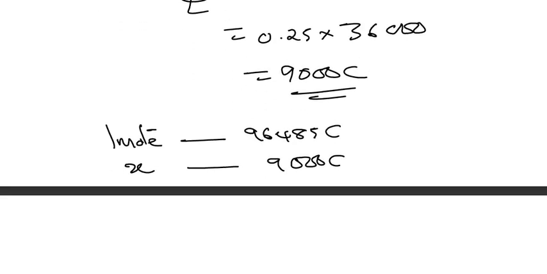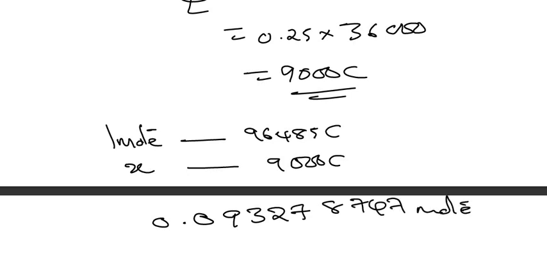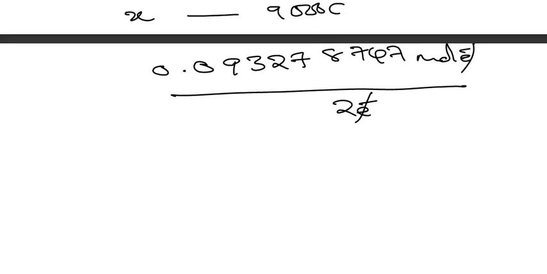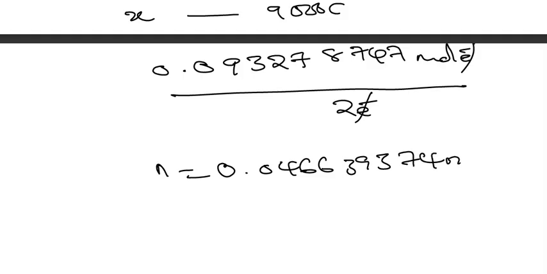Then how many moles of electrons will be present in 9,000 coulombs? So we're just going back, meaning we're dividing 9,000 by 96485. This is giving us the moles of electrons, 0.093278747. Then the moles of electrons divided by the number of electrons, so that the part for electron cancels. There were 2 electrons; the valence tells us that. So the number of moles now is 0.046639374.